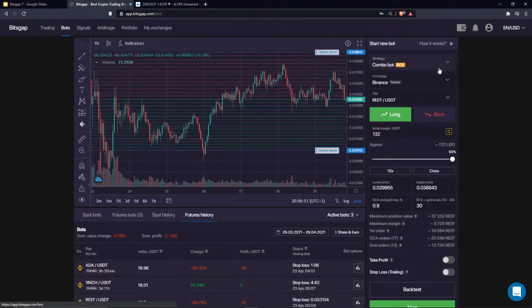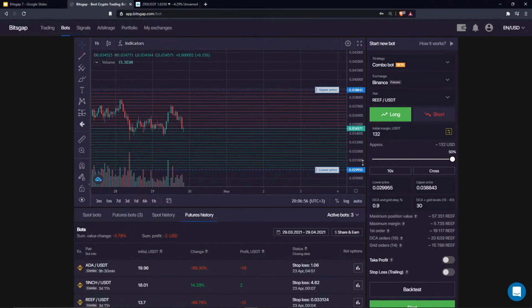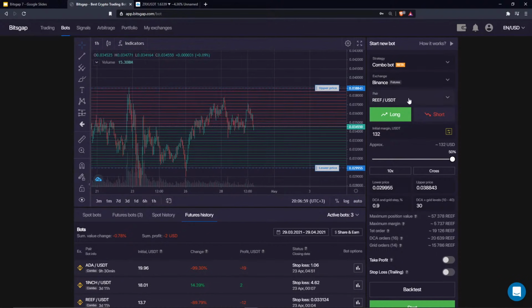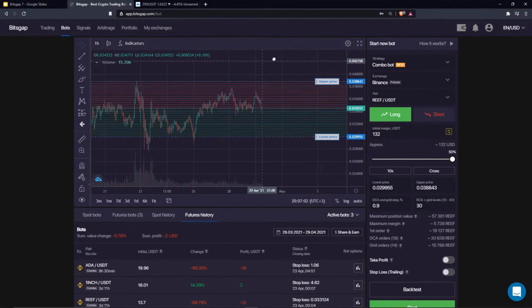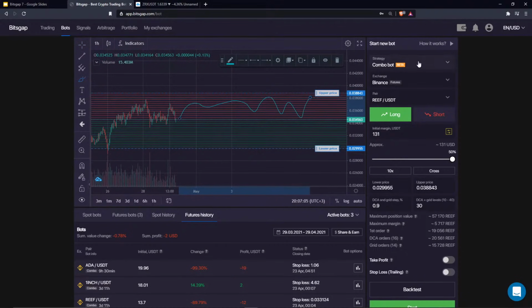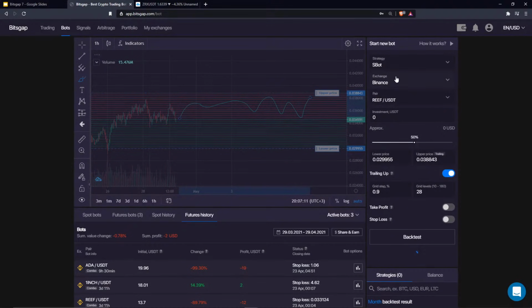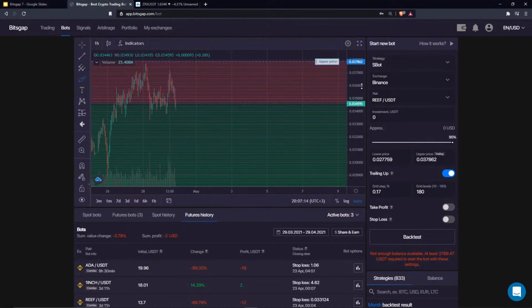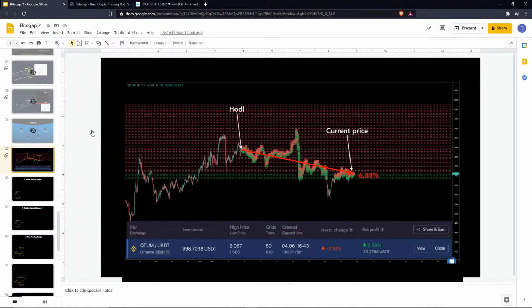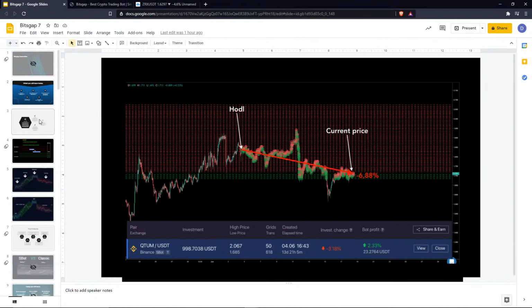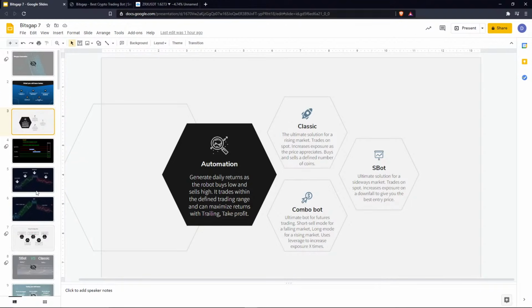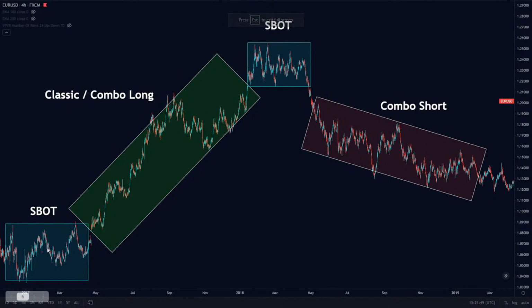if you feel like, for example, you wanted to trade on RIF to USDT with a Combobot, but you look at the chart and you feel like it's gonna move sideways, then you will switch back to your spot exchange, and on the spot exchange on RIF you will launch the SBot, because you know that the SBot is the ultimate solution for the sideways market. Okay, so here's the overview. Sideways, SBot, rising market, classic or the combo long, and the downfall, that's the combo short.